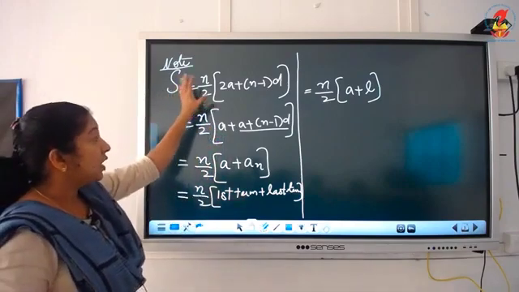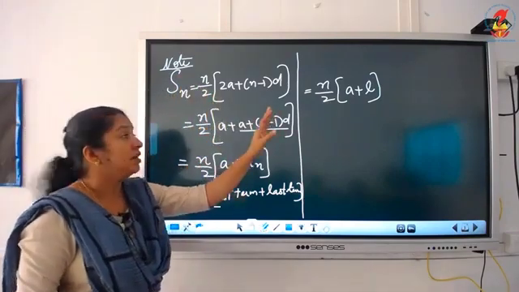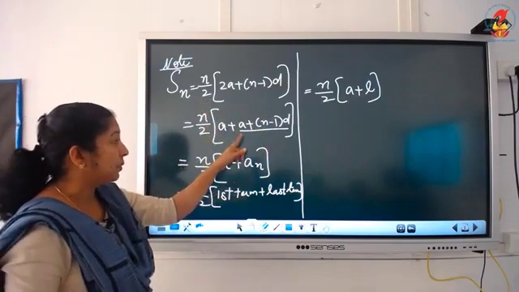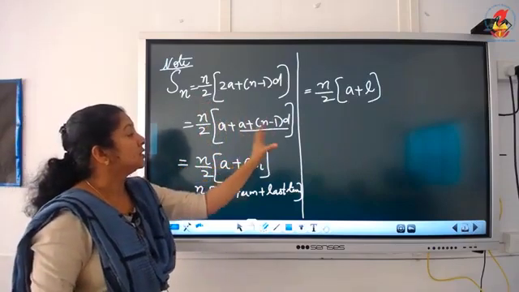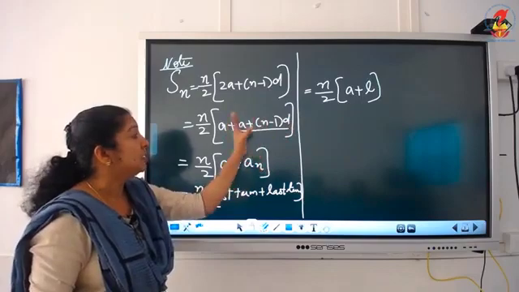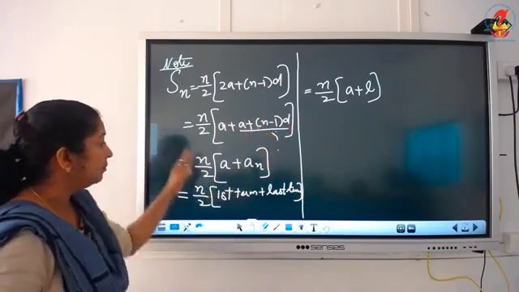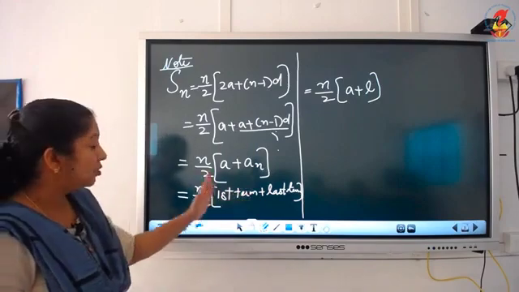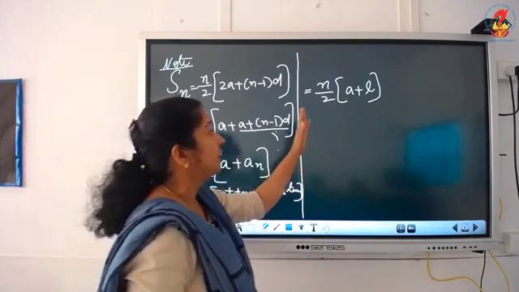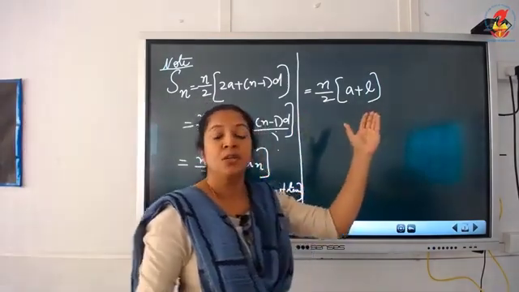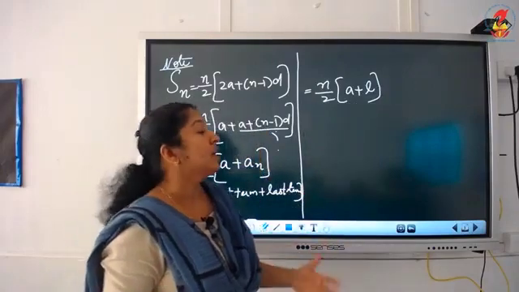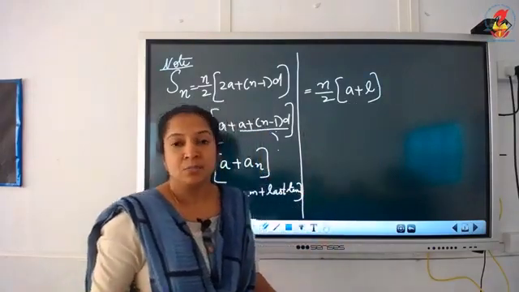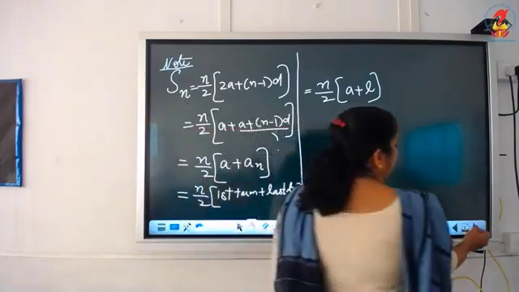It is actually n by 2 into 2a plus n minus 1 d. We have written 2a as a plus a. So, combining this a plus n minus 1 d, we are getting this as an, the last term. So, n by 2 into a plus an. That means n by 2 into first term plus last term, which is equal to n by 2 into a plus l. This also can be used to find the sum of first n terms of an AP.